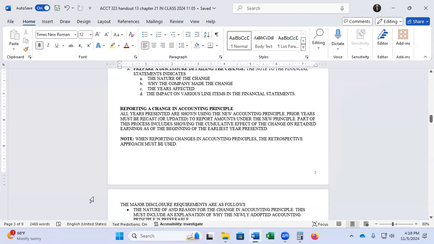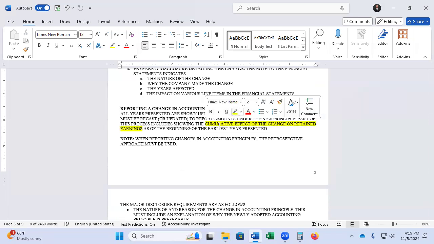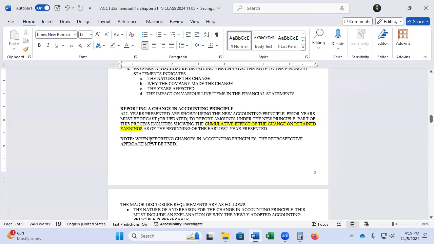Okay. Now we're getting into the types of adjustments. Reporting a change in accounting principle. All years presented are shown using the new accounting principle. Prior years must be recast or updated, and amounts under the new principle. Part of this process includes showing the cumulative effect of the change on retained earnings. So you have to make sure that you're also disclosing that. When reporting changes in accounting principles, the retrospective approach must be used. And then it's a little note that says, unless impractical.